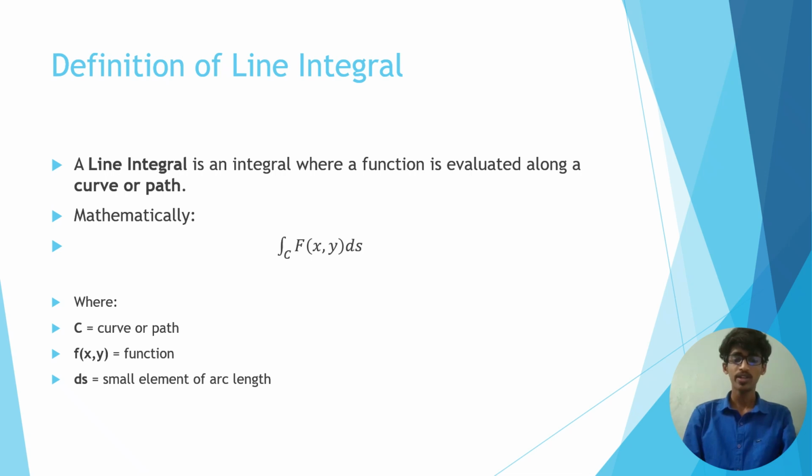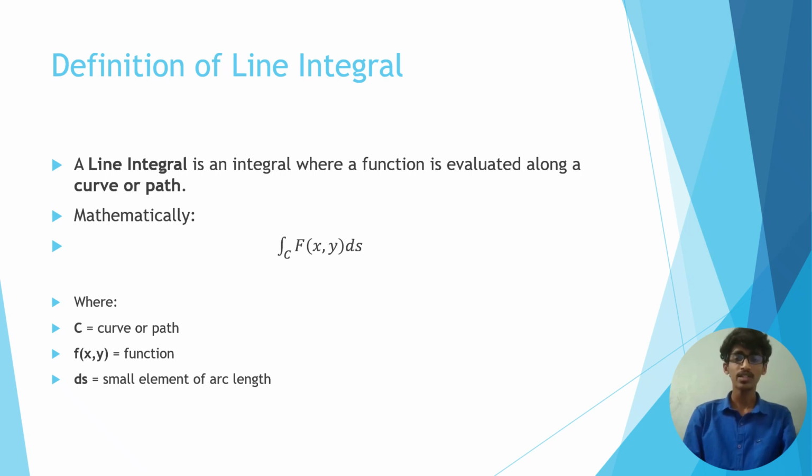Now let's know the definition of the line integral. A line integral computes the accumulation of a quantity along a curve. It can be written as the integral of f of x comma y ds, where C is the curved path. f of x comma y is the function which is going to be integrated. ds represents a small piece of arc length along the curve.